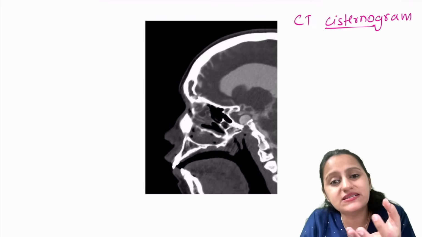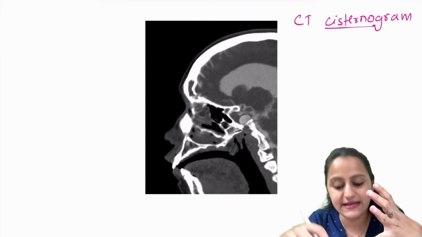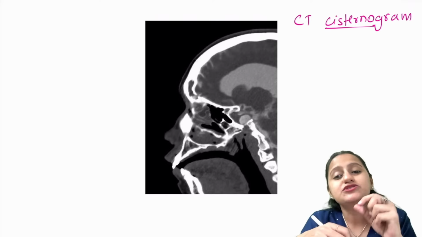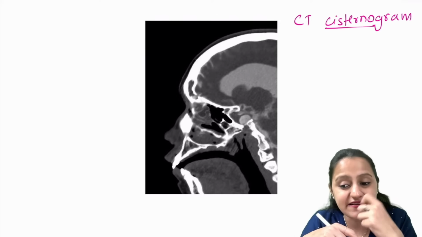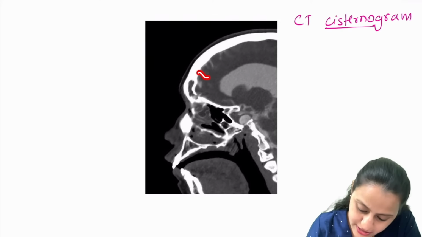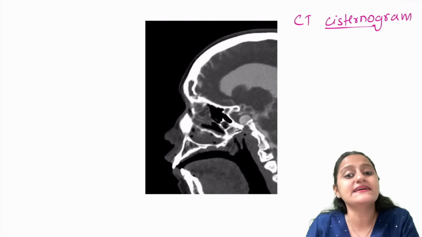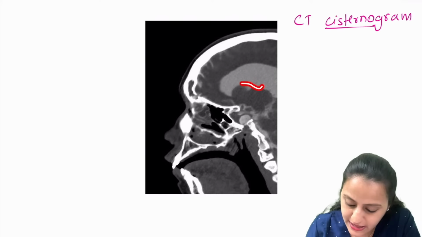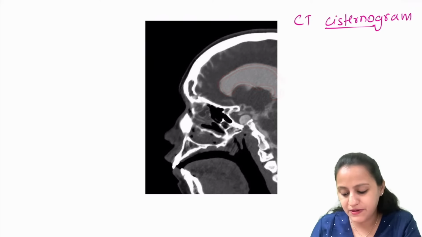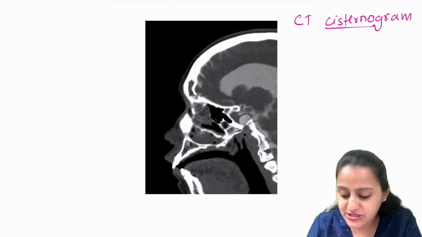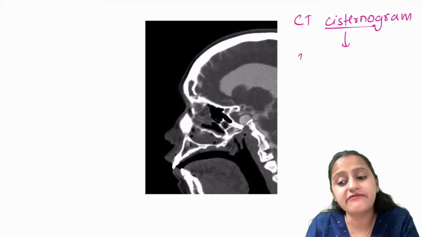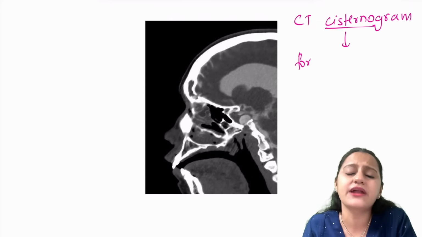What are cisterns? Cisterns are the CSF containing spaces in the brain. So can you see the contrast in the CSF containing spaces here? Look at these sulcal spaces, CSF appearing white. Look at this ventricle appearing white. Okay. So CT cisternogram is done for, what do you do CT cisternogram for?